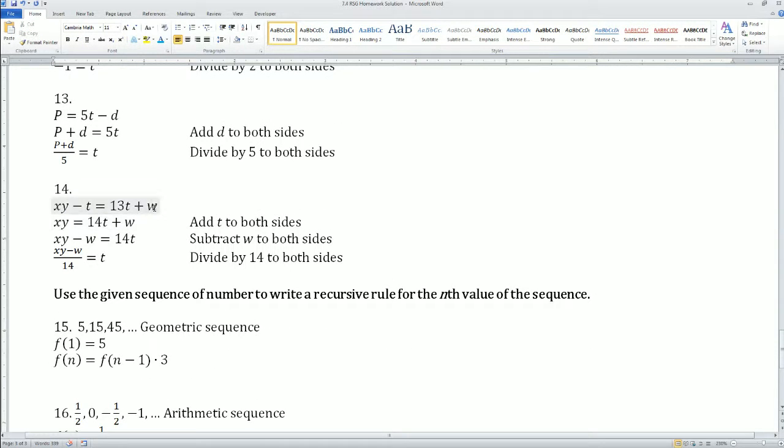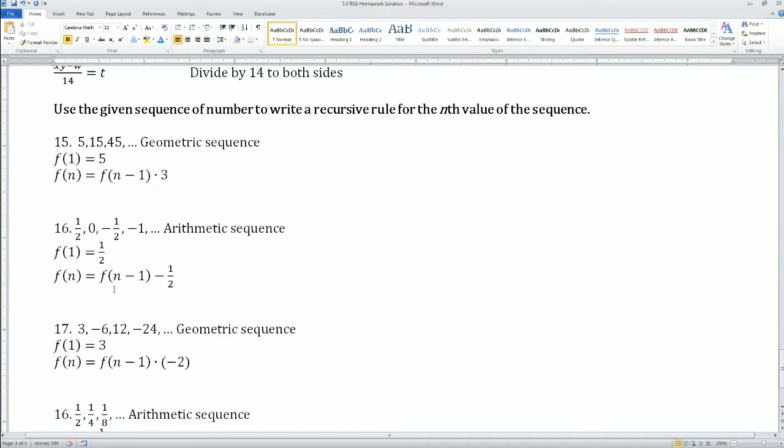14, again, there is a t on both sides, so you're going to add t to both sides to get rid of that. Okay, there's this plus w that we have to deal with, so the opposite or the inverse of add w would be subtract w. Do that to both sides. 14 is still in front of the t, so you are going to divide 14 to both sides. You get t is equal to xy minus w divided by 14.